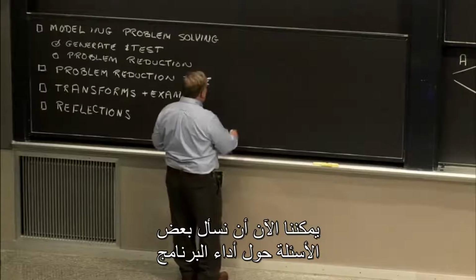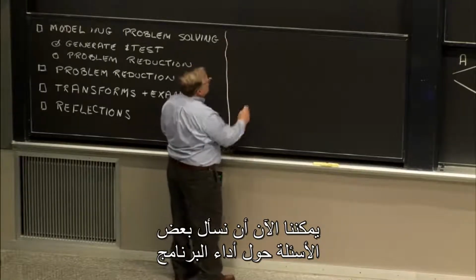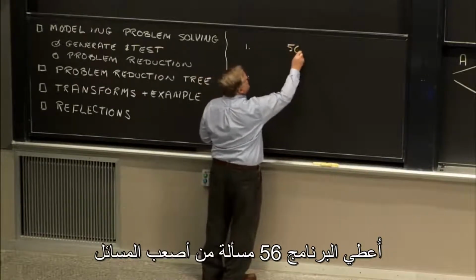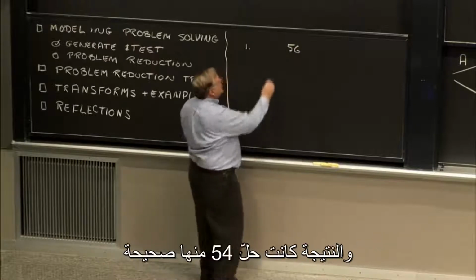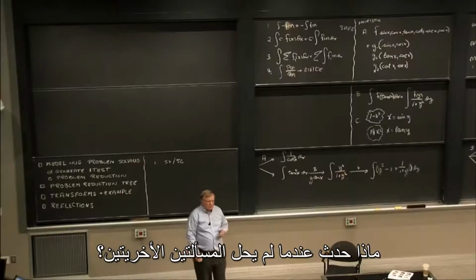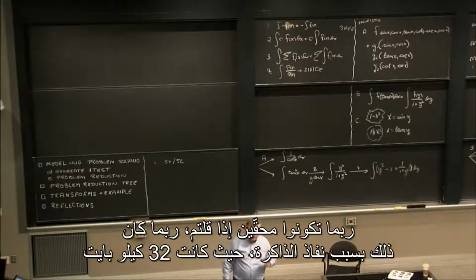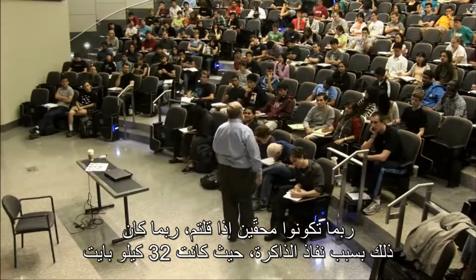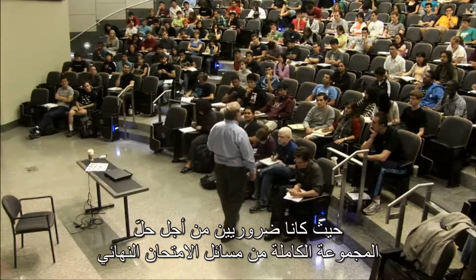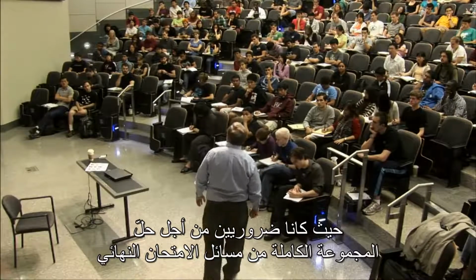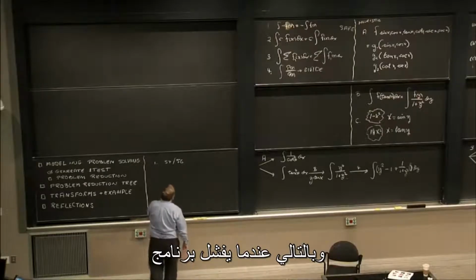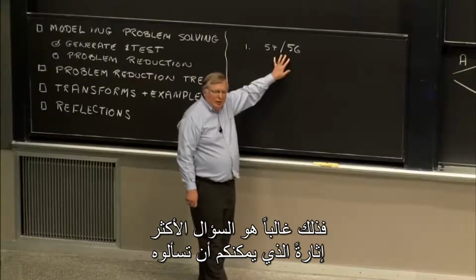We can now ask some questions about how well the program performed. It was given 56 of the hardest problems, and it got 54 right. What happened when it didn't get the other two? Well, you might be right if you said, oh, it probably ran out of memory since it had 32K. But in fact, it just was lacking 2 transformations that were needed in order to solve the whole entire set of final quiz problems. So when a program fails is often the most interesting question you can ask.